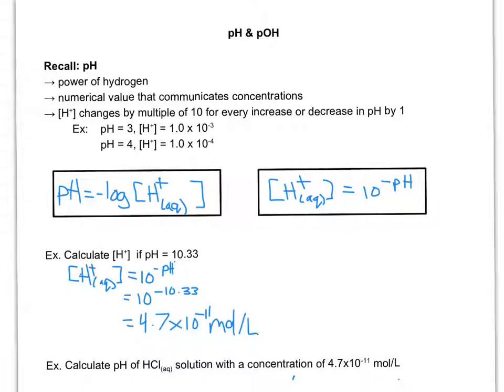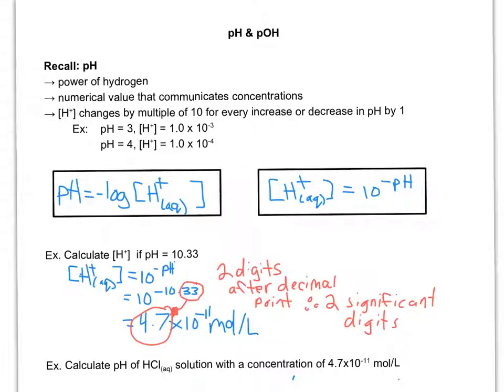Now, the reason that we have only 2 digits here is because there's 2 digits right here after the decimal point. So it's the number of digits that you have after the decimal point that tells you how many significant digits you're allowed to have in your concentration.